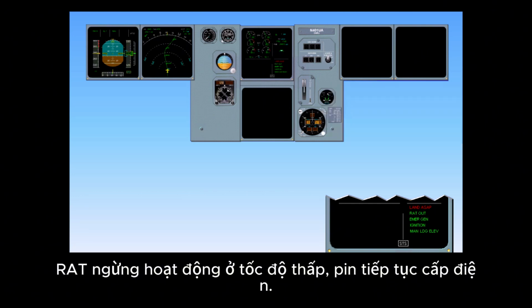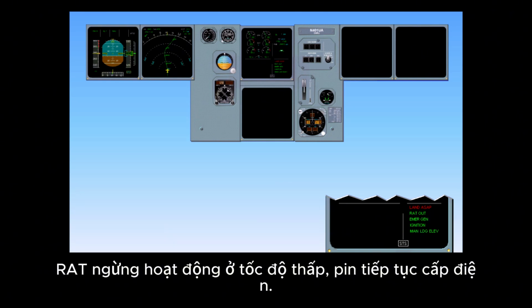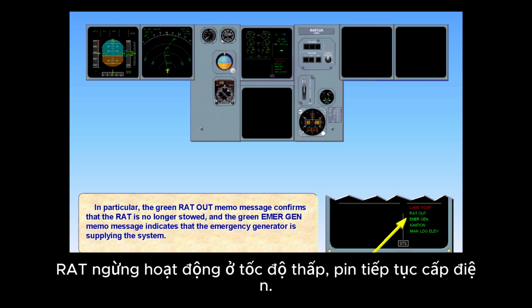We will now assume that all the ECAM pages of the secondary failures have been reviewed. When you cleared the last failure, the memo section was restored to normal. Note that there are now 5 memos that serve as reminders about systems that do not normally operate in this manner. In particular, the green "RAT OUT" memo message confirms that the RAT is no longer stowed, and the green emergency generator memo message indicates that the emergency generator is supplying the system.